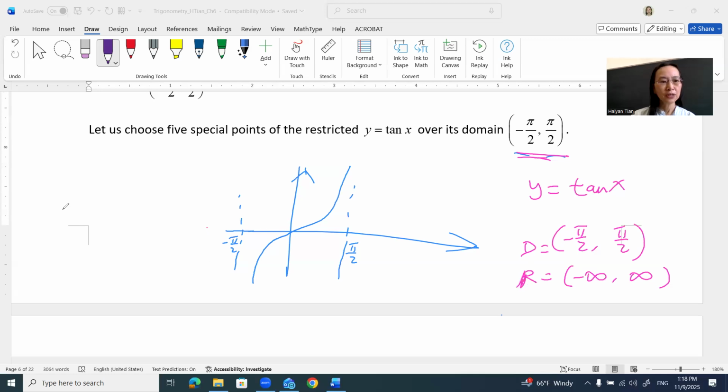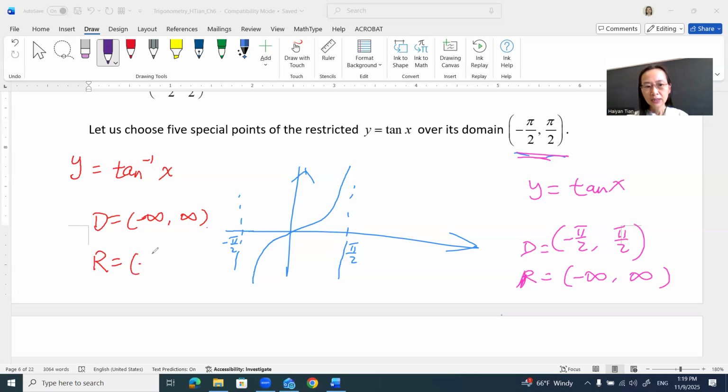And if we consider the inverse function, y equals tangent inverse, or we can also say arctangent x, the domain will be any real number, from negative infinity to positive infinity. The range will be negative half of pi to positive half of pi.